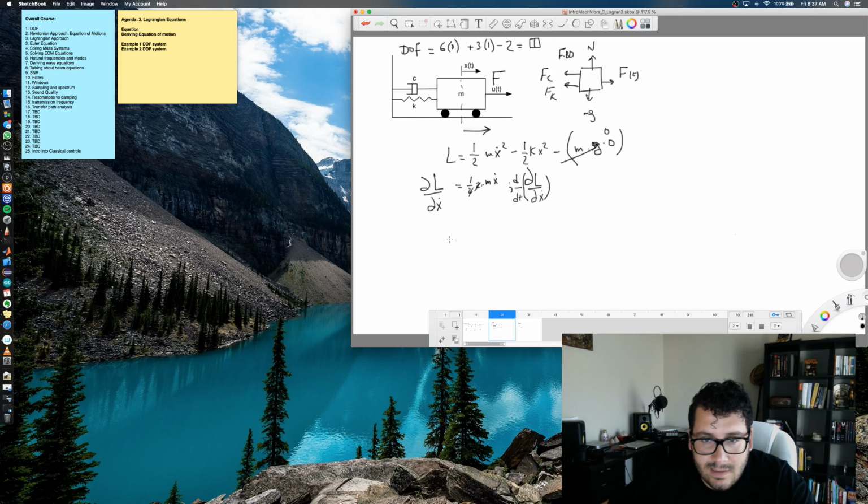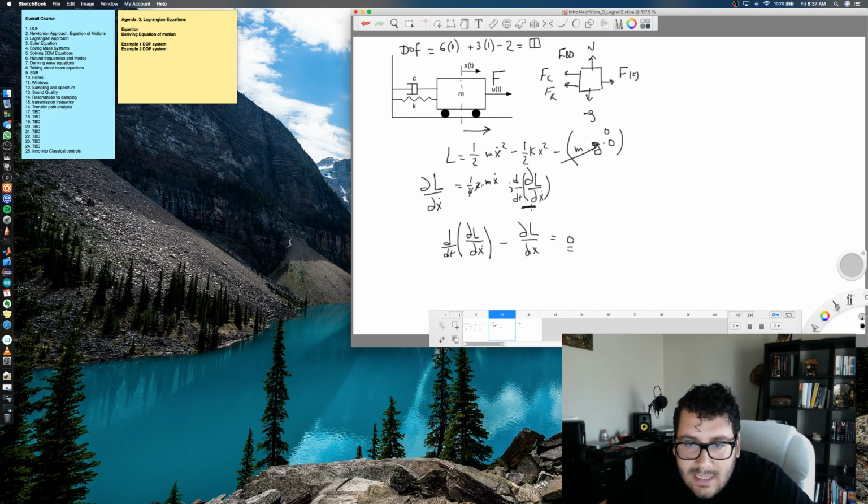The equation is d over dt of partial L over partial x dot, minus partial L over partial x, equal to 0 in a conservative mode. So this term here is that term here. This is going to equal differentiating this with respect to time, so that's just going to be a simple m x double dot. So looking familiar? All right, let's move on.